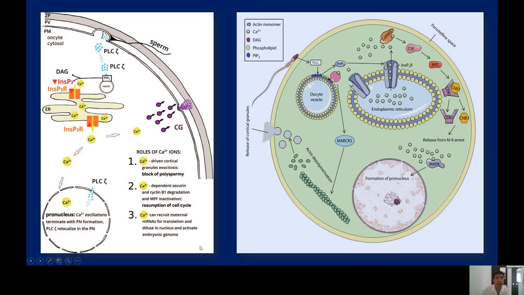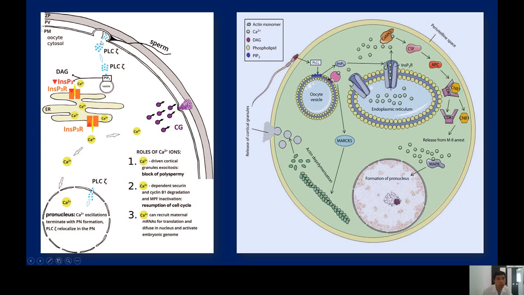See here, the process represents the metabolism of the zygote. Right upon fertilization, the sperm enters the layers of the oocyte, the egg of the mammal. So this is the zona pellucida, and this is the perivitelline membrane.